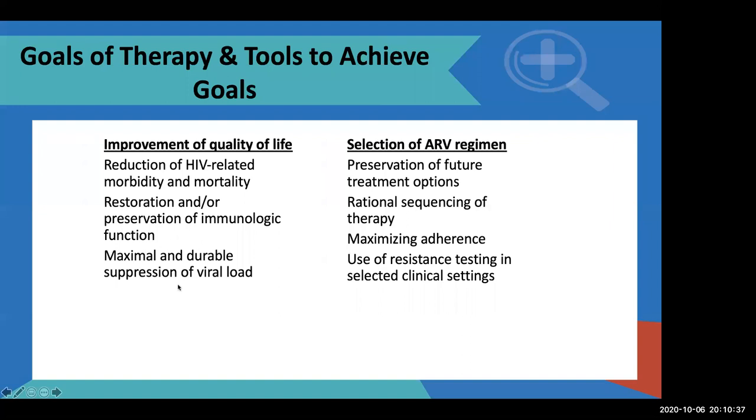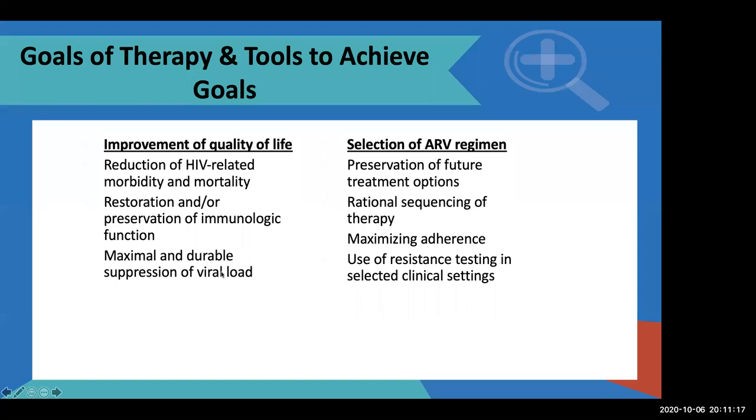drugs. We also want to give a combination of drugs that's able to achieve maximum durable suppression of the viral load. So this requires us to choose intelligently three ARV drugs, not just any three drugs. So there is a way we approach this. And we want to achieve maximum. That means we want the viral load to be suppressed. And suppression today, we talk about the viral load of less than 50 copies. And durable means for the longest time possible, because patients now are living longer. So we want them to remain suppressed for as long as possible.